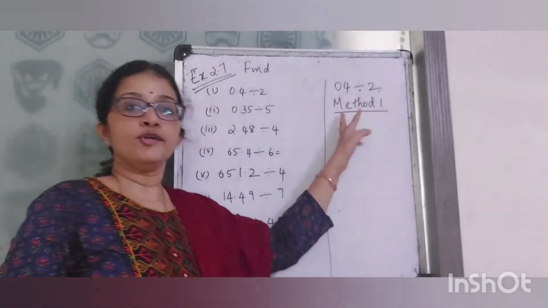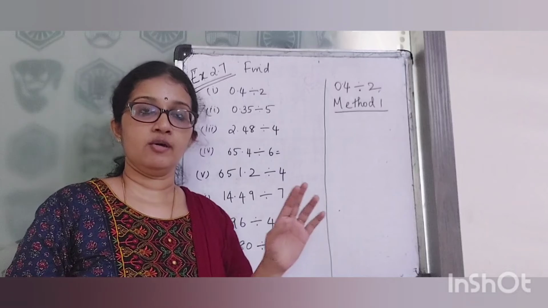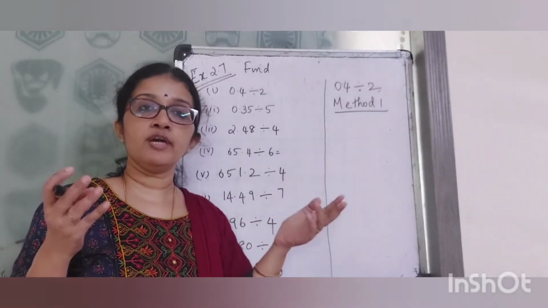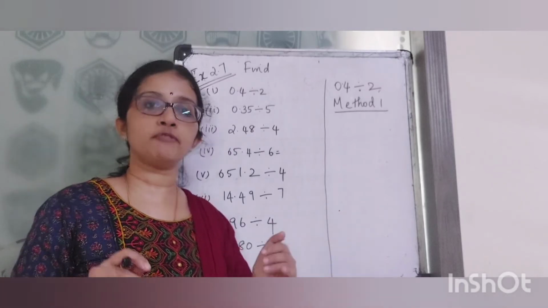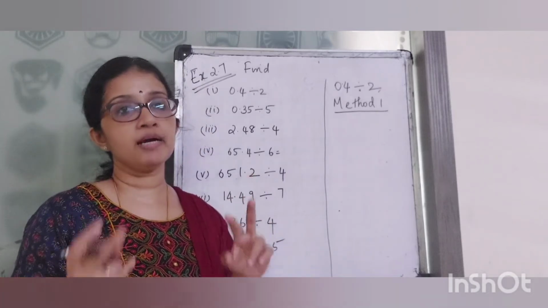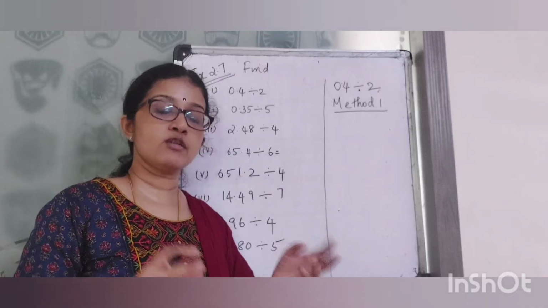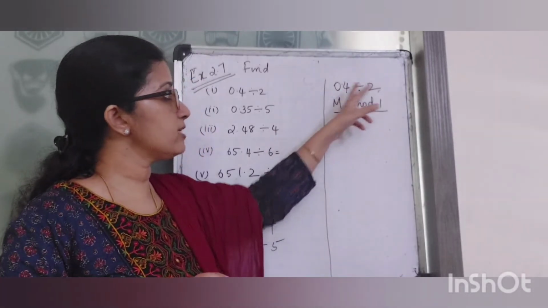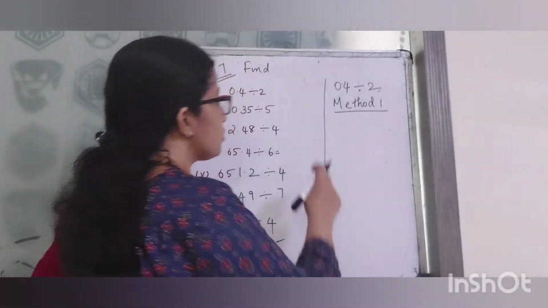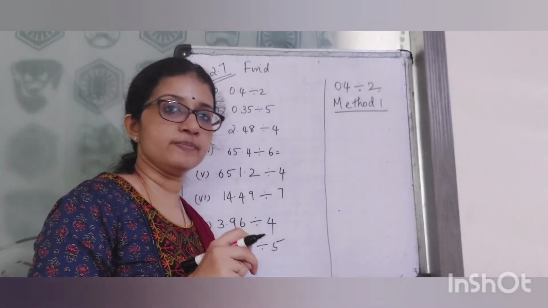Method 1 is you have to convert each of these numbers into fraction. Once we convert both the numbers into fractions, we already know how to divide two fractions. We have to take the reciprocal of the second fraction and multiply it with the first fraction. So first both these numbers have to be converted to fractions. How do we write 0.4 in terms of fraction?